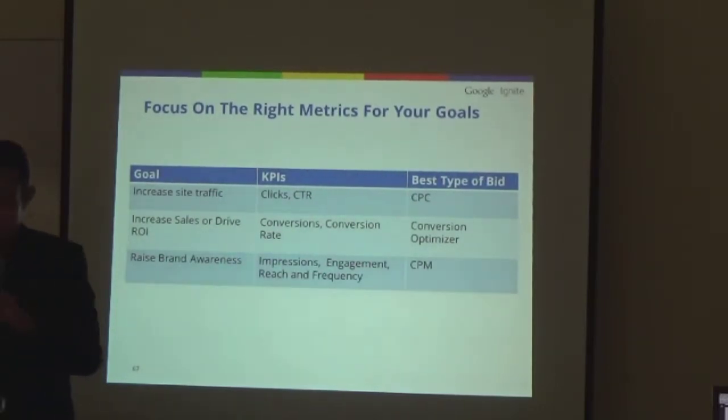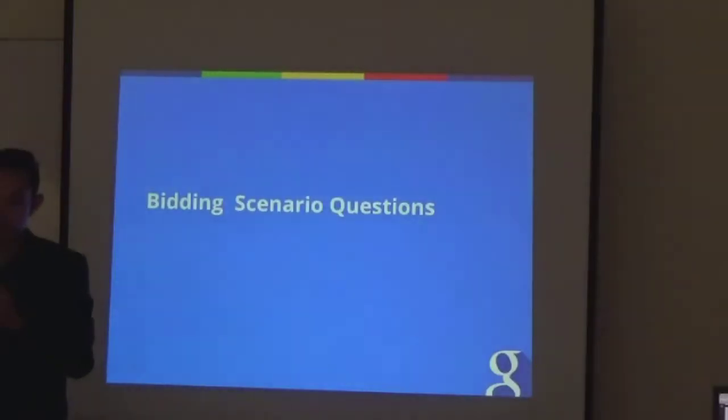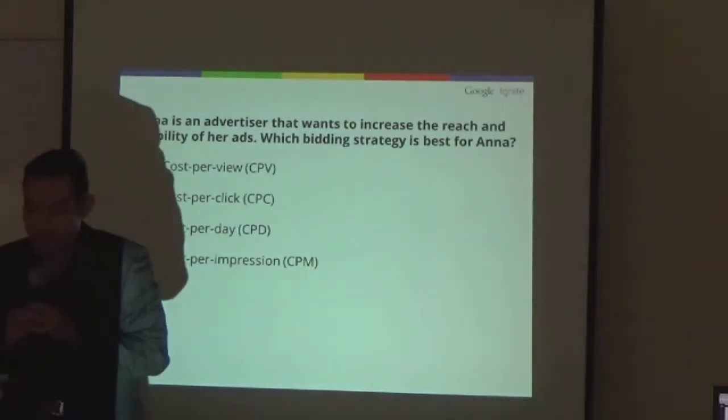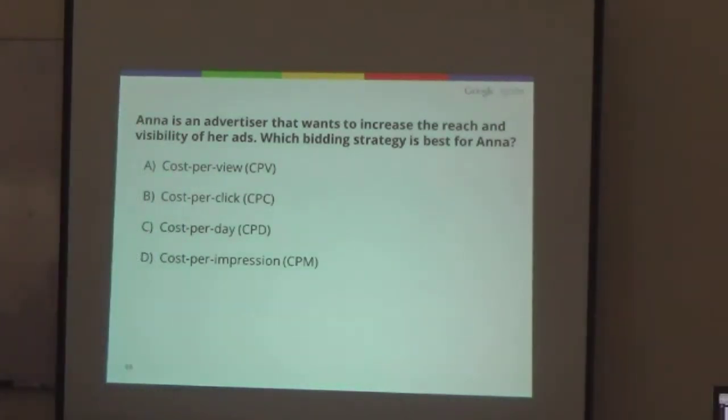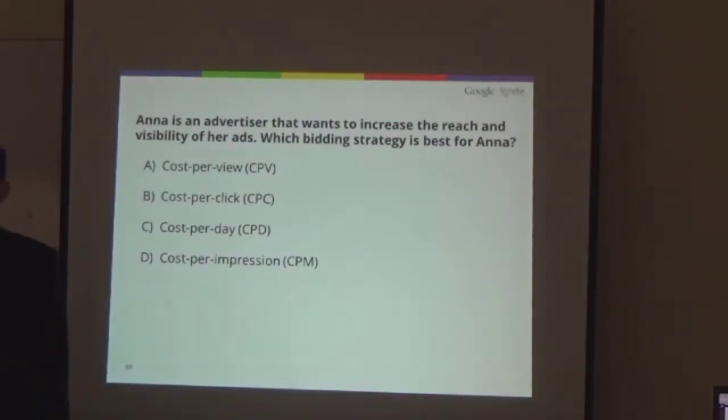Right, so this particular slide, I want to bring up and take note about the best type of bid. Some questions might be repeatedly asked on these things. Here are a couple of scenario questions about the way you start bidding. Anna is an advertiser that wants to increase the reach and visibility. What bidding strategy is best for Anna?